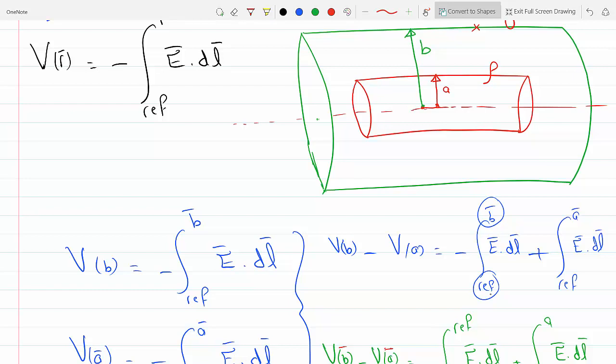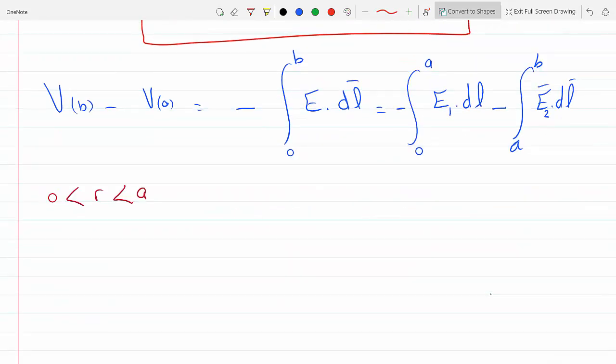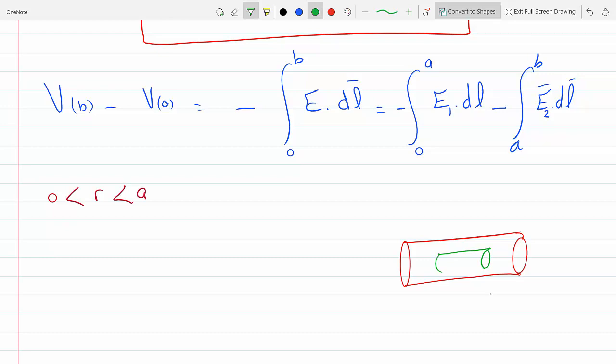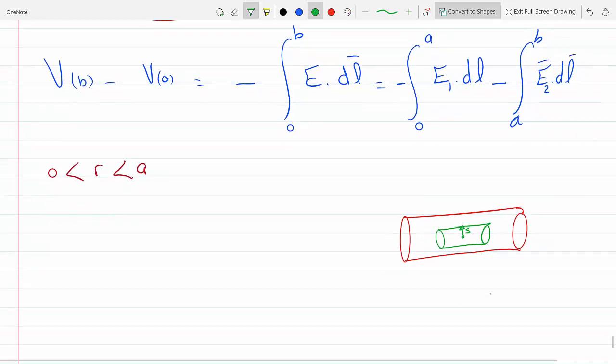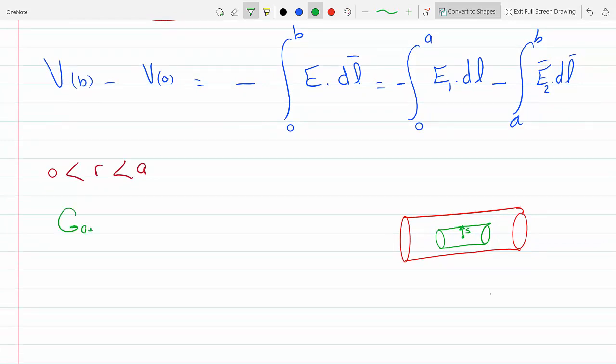Okay, fair enough. So then if I do a Gaussian surface inside my small one, let's say my Gaussian surface is here, for example, and this is S from 0 to S. And so by Gauss's law, I'm trying to get the electric field here.